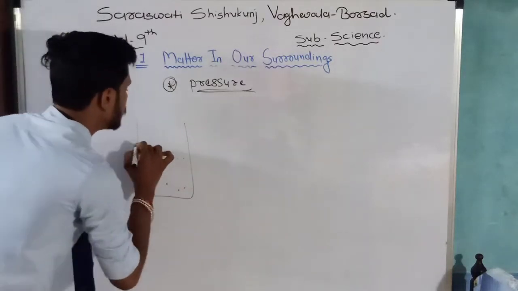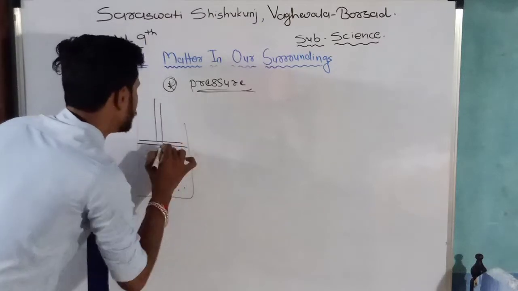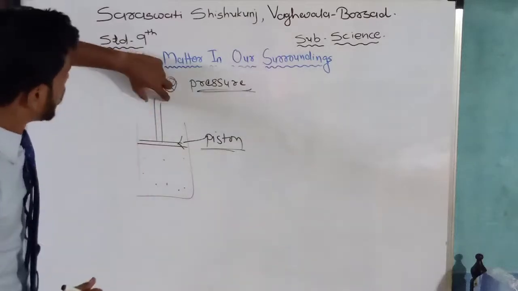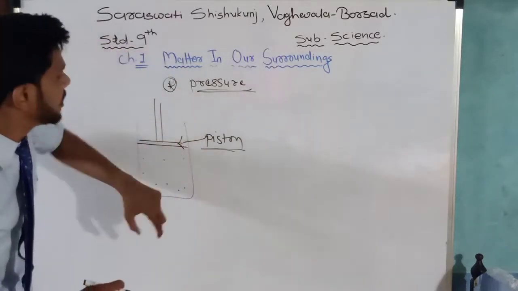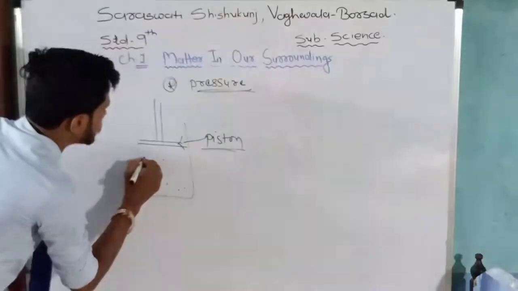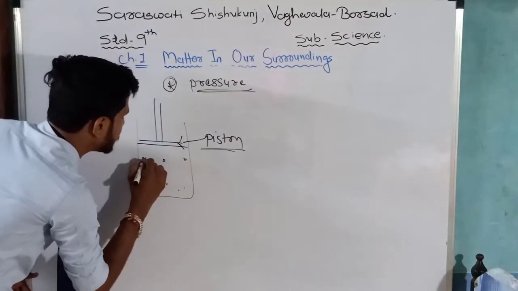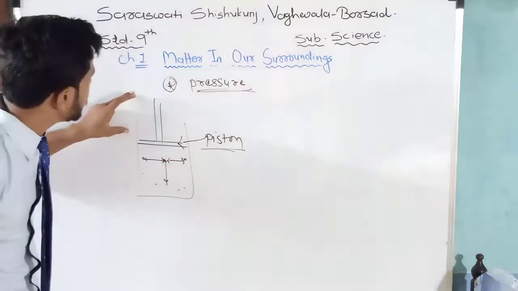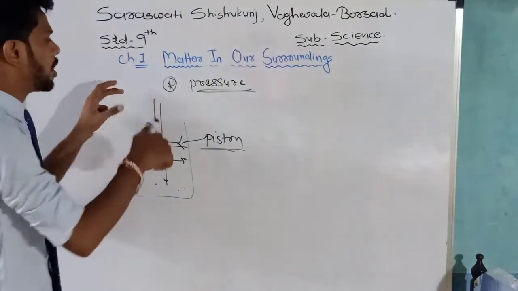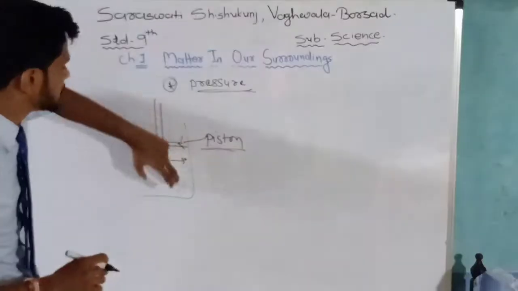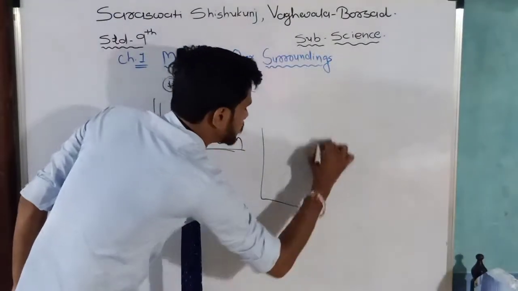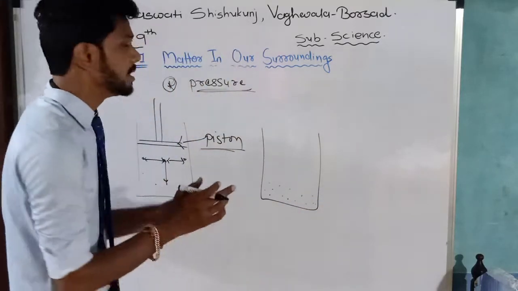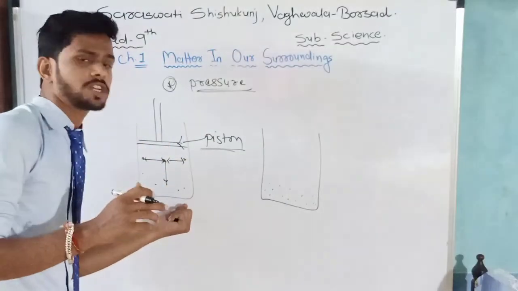Okay, and now I am going to pull down this piston. Now I am going to pull down these pistons in this container. So what happens? The particles of this gaseous state have more space, as you can see here. And whenever I apply some force on this piston, or pull down these pistons in this container, the space between the particles of that gaseous state becomes less than that of the first container.